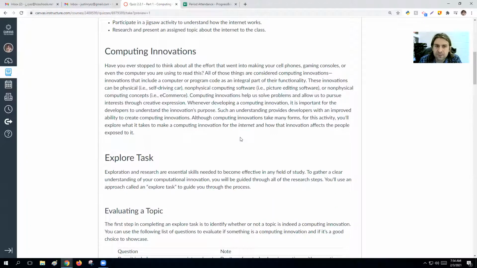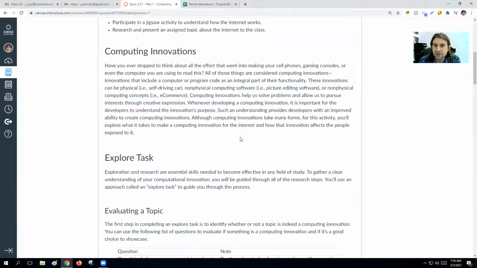Have you ever stopped to think about the effort that went into making all of your cell phones or gaming consoles or even the computer you are using to read this? Thought about all the little details behind that? All of those things are considered computing innovations. Innovations that include a computer or a program code as the integral part of its functionality.